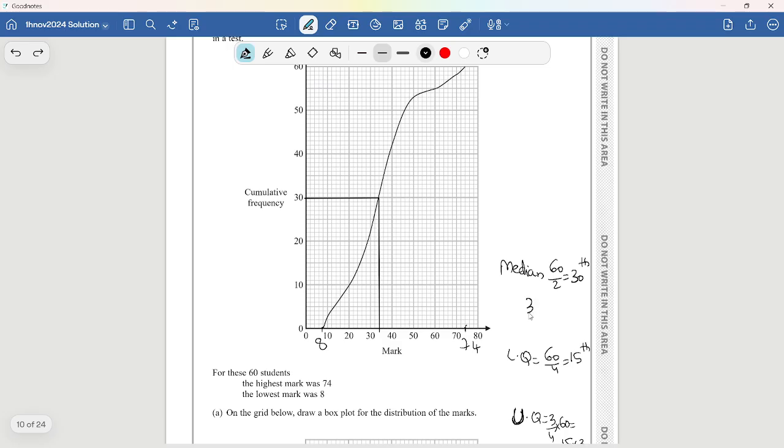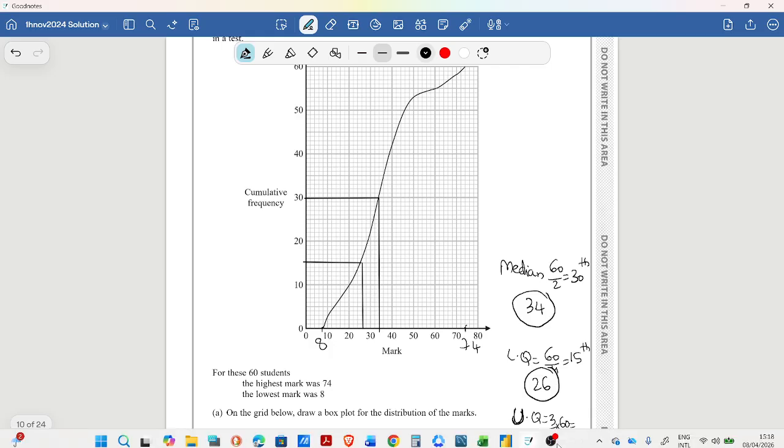So I'm getting the median as 34. The lower quartile is at the 15th position, so I draw a line at 15, which is in between 10 and 20. So here, all the way here, and drop it on the x-axis. So that looks like it's at 26, 22, 24, 26. So I'm getting the lower quartile as 26.